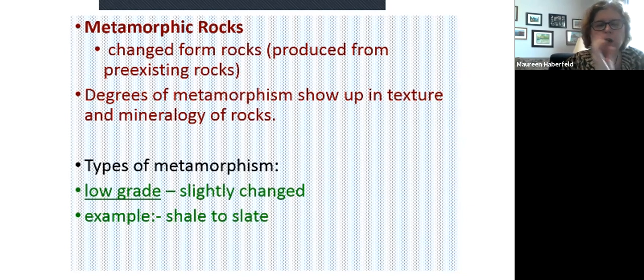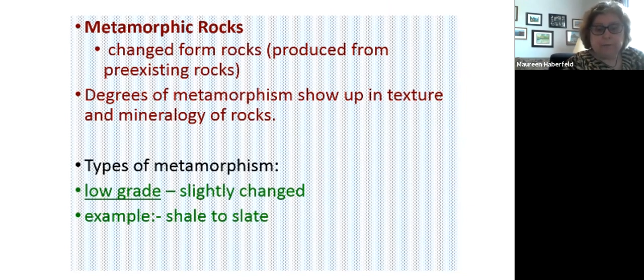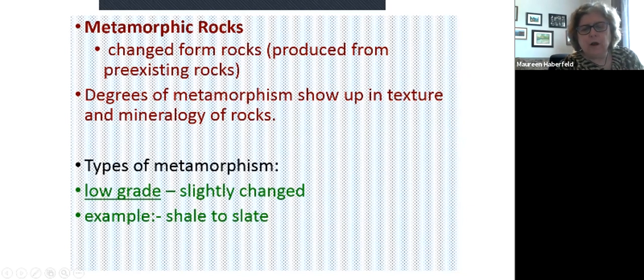So, for example, the sedimentary rock shale to the metamorphic rock slate. They look very similar. The slate is just a little harder and a little shinier. I use the example like it's just been cooked or baked a little bit. So it's not changed much from the original rock.